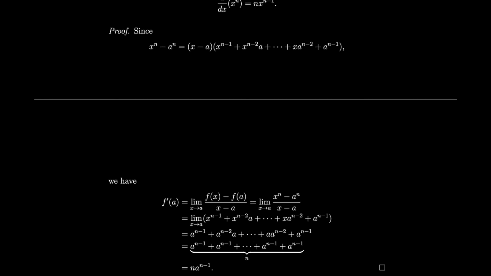So that means we end up with a to the n minus 1 plus a to the n minus 1 plus a to the n minus 1, and so on, n times. There are n of those. Adding the same number over and over again n times is the exact same thing as taking that number and multiplying it by however many times you're adding it. So that's n times a to the n minus 1, which is what we wanted to prove.